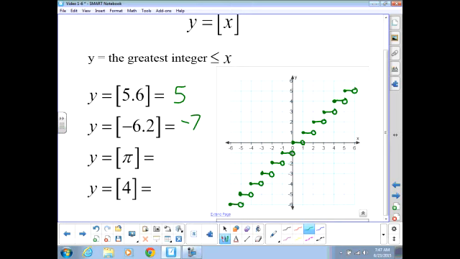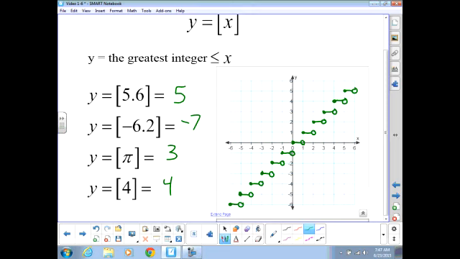Pi is really 3.14, so if you go to the integer to the left of that, that would just be 3. And 4 is an integer, so that's all set as it is, because it's the integer that's less than or equal to your x value. It's an integer itself, so it just keeps its value. And that's where those closed circles are coming in on the graph. Notice 4, 4, we have a closed circle at that point.